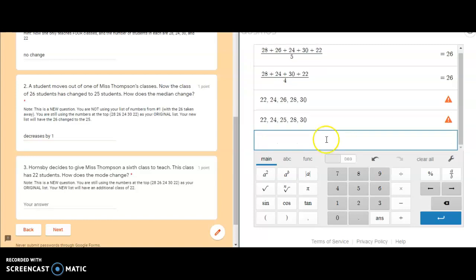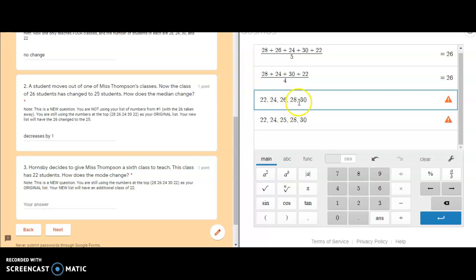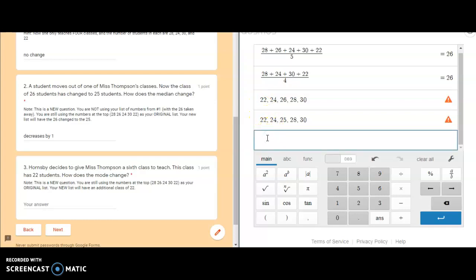The last problem: Hornsby decides to give Miss Thompson a 6th class to teach. The class is 22 students. How does the mode change? If we look at the original set of data, none of the numbers repeat: 22, 24, 26, 28, 30. They're all unique numbers. Now, if we add a 22, that means the 22 is going to repeat. So we go from no mode to a mode of 22. So new mode is 22.